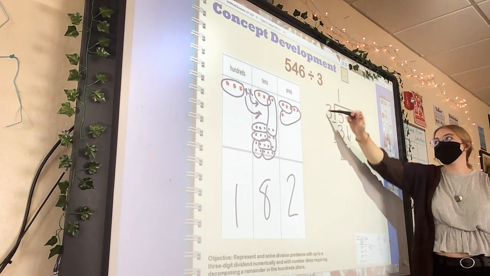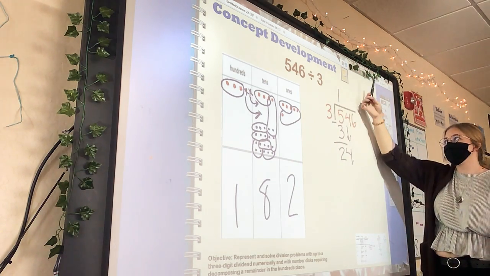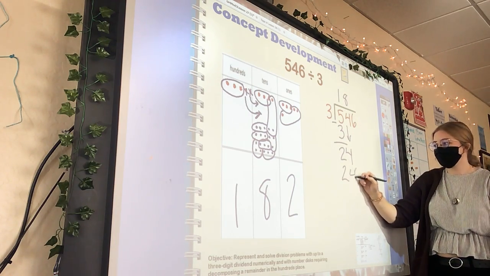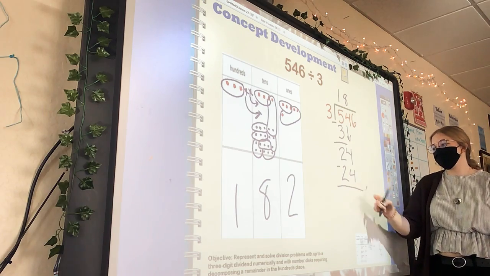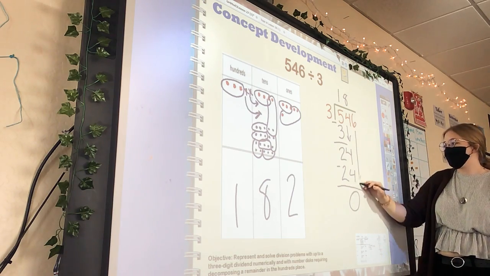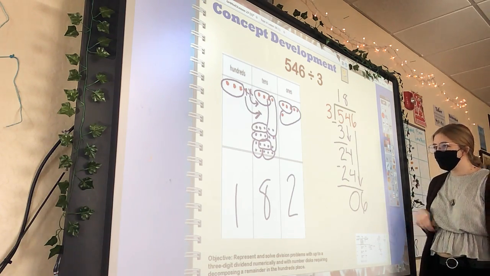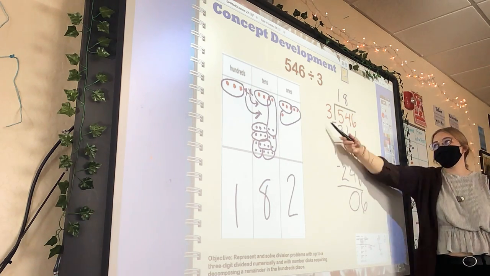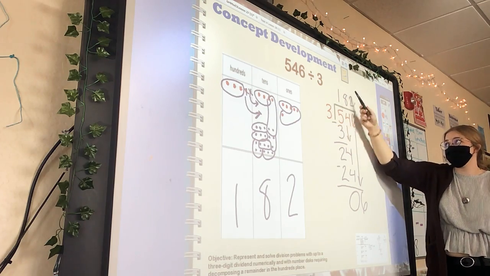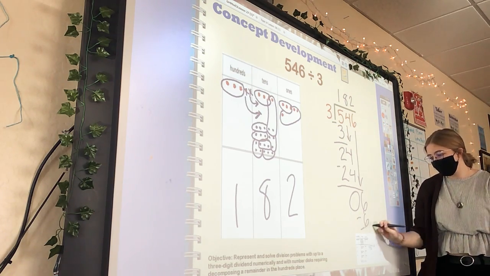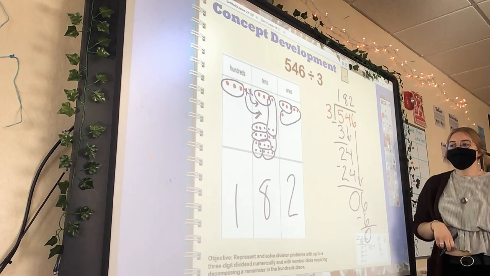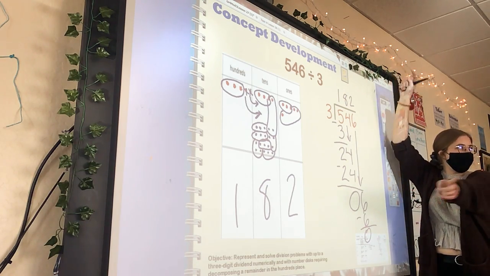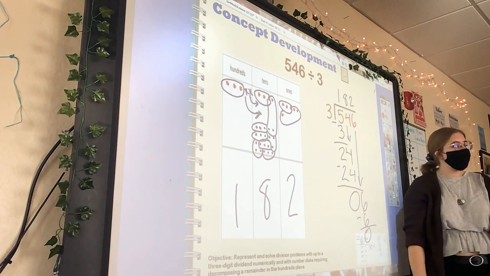Then I do 24 divided by 3. 3 goes into 24 8 times. 3 times 8 is 24. 24 minus 24 is 0. And I bring down the 6. Hey, I've seen 6 before over here in the ones. 6 divided by 3 is 2. 3 times 2 is 6. Subtract it out. I get 0. I'm good. Did I get the same answer? Yes, so I'm good.